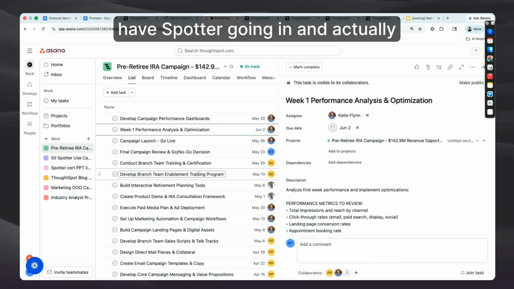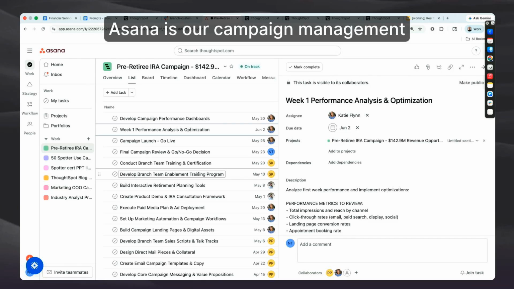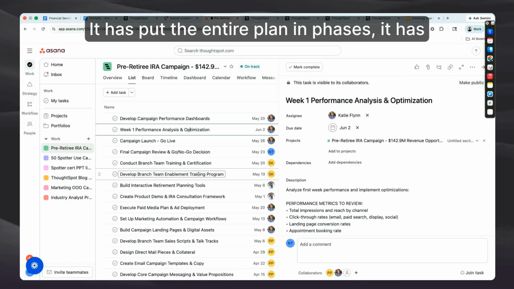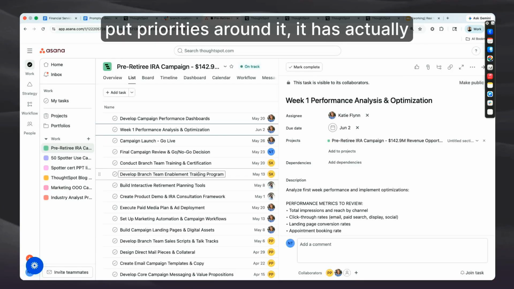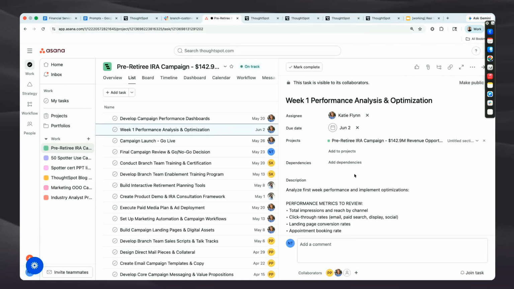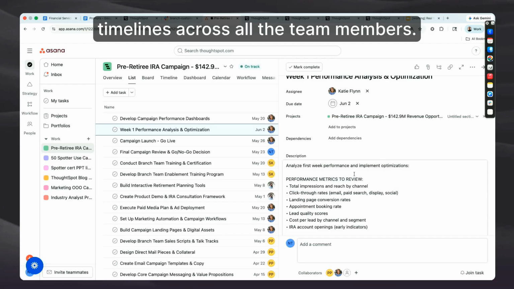While Spotter is doing that, I'd like to show you, again, through connectors, we have Spotter going in and actually developing a full campaign. So it's uncovering and operationalizing everything directly in Asana. Asana is our campaign management system for our teams. It has put the entire plan in phases. It has put priorities around it. It has actually gone in and done detailed planning and put some tasks and timelines across all the team members.